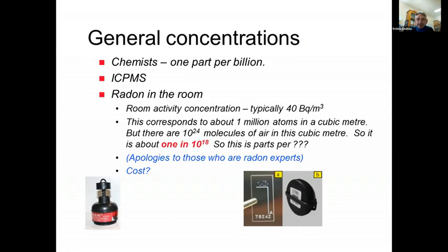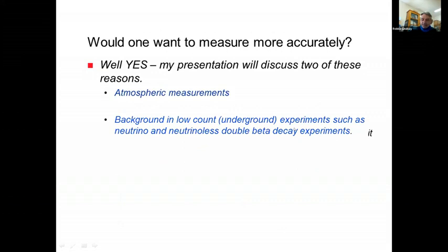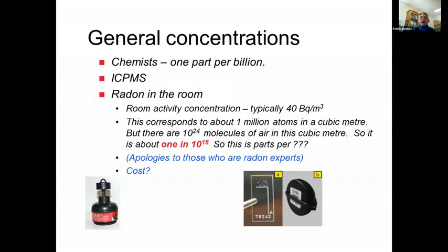Luckily, we can't see it happen. Otherwise, we would see stars in front of our eyes all the time. Okay, what's that concentration? Well, if you use lambda, the decay constant, which is constant for radon, or its half-life, then you find that in the cubic meter in front of me here, there are about 1 million atoms. Sorry about that. There's about 1 million atoms in a cubic meter of radon.